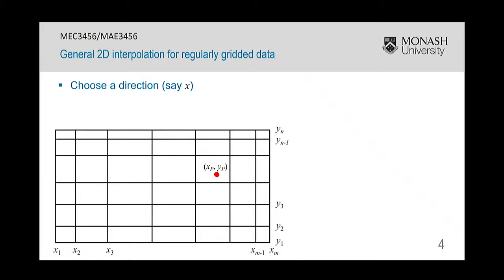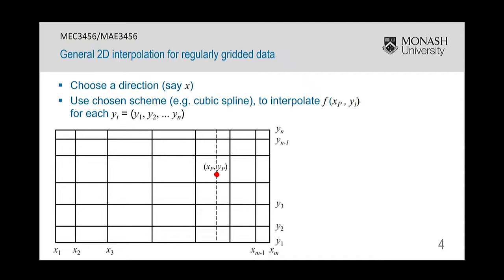The first thing we need to do is choose a direction. And I am going to choose the x direction here. I'm going to say we're going to start doing things in the x direction. Okay, so that's a vertical line that's at x is equal to xp. And we're going to choose a scheme. For example, you could choose a cubic spline, you could choose Lagrange polynomial, you could choose anything you like. And what we're going to do is we're going to interpolate our function values at a set of points. The x value will always be xp, but the y values, in turn, will be each of the different y values that we have on our grid. And we're going to do this for each of our y values.